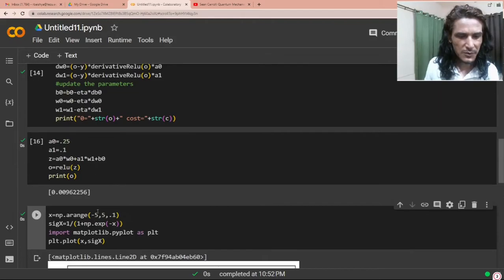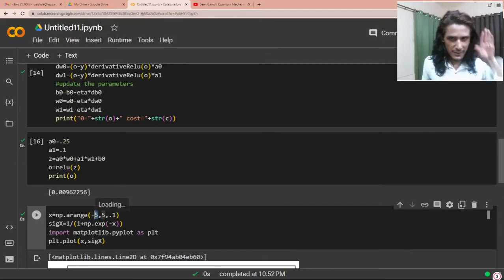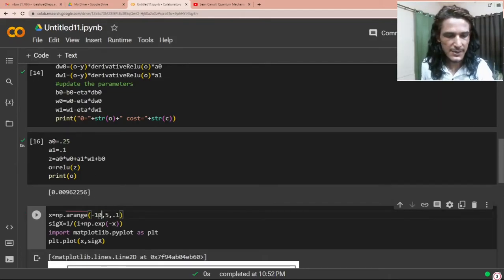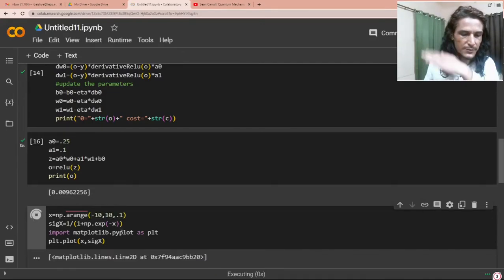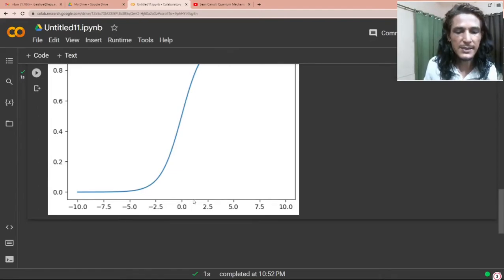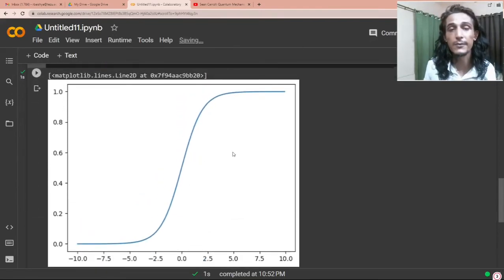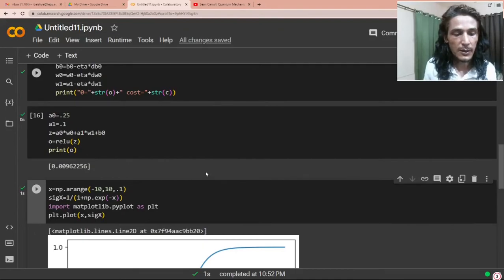Now, instead of doing -5 to +5, if you want to see, say, for example, -10 to +10, you will see this jump there. This is the curve.